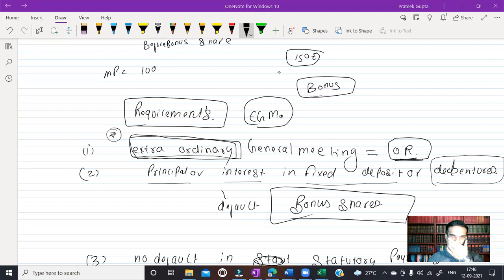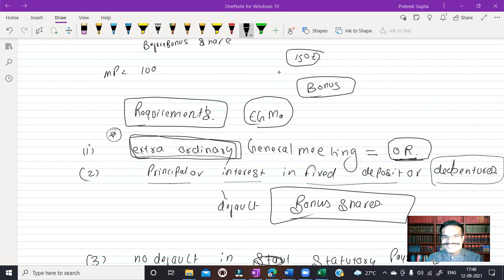So yes, there is no need to declare dividend in case of equity shareholders, right? But if it is preference shareholders, then the percentage is fixed, right? Fixed. So declaring it is mandatory, isn't it? For example, if I have declared and still there is a default, okay? Yes. Still you can issue the bonus shares.